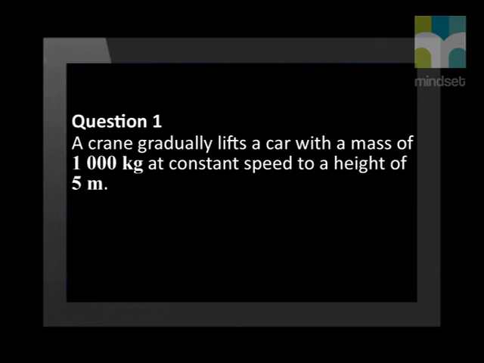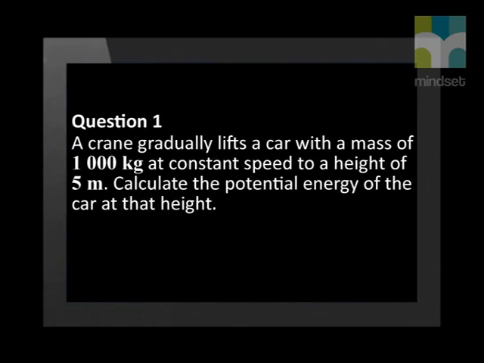A crane gradually lifts a car with a mass of 1,000 kilograms at constant speed to a height of 5 meters. Calculate the potential energy of the car at that height.